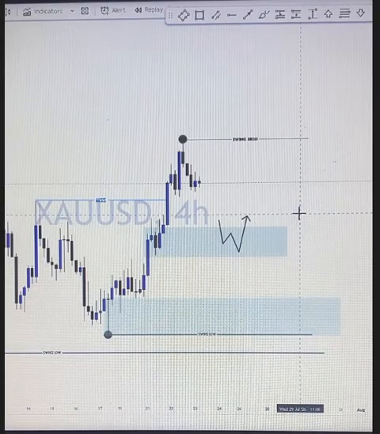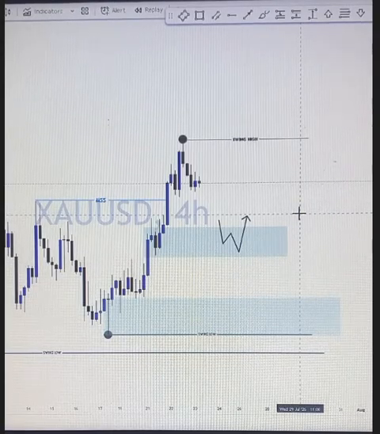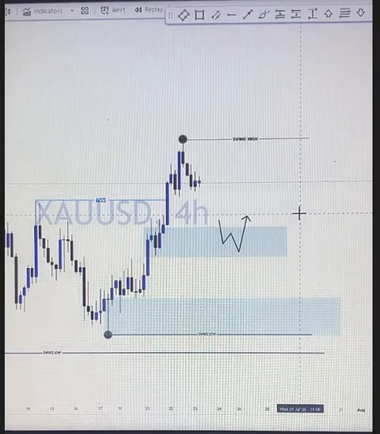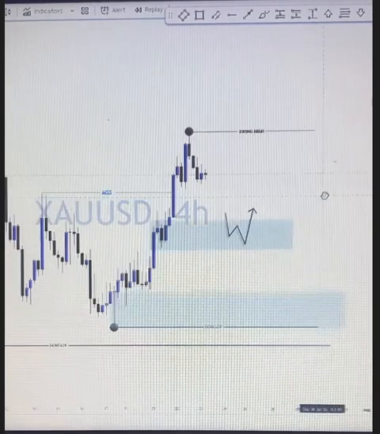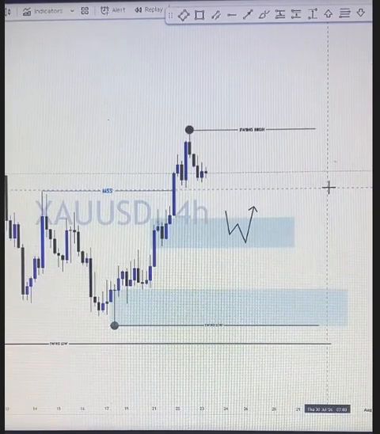Now guys, someone says, sir, but you are not afraid of gold to hold for long? Why should I be afraid of gold when I understand the structure? Okay, so what do we do next?